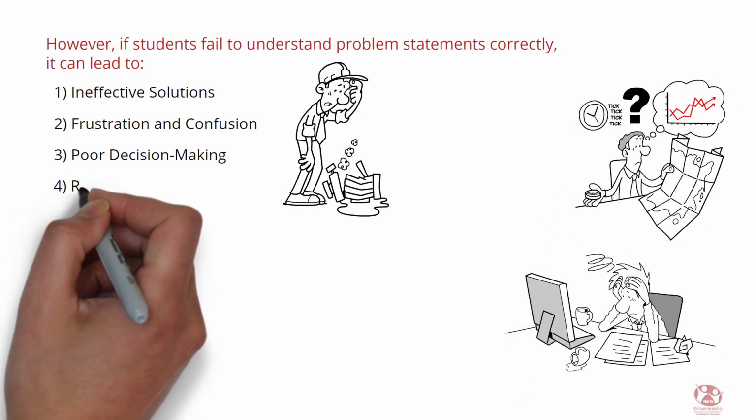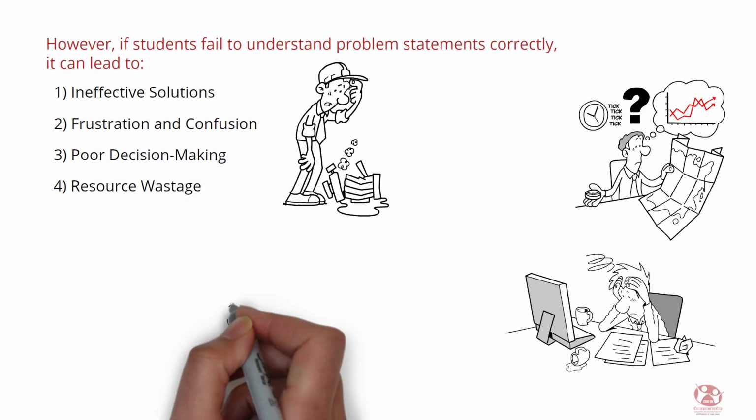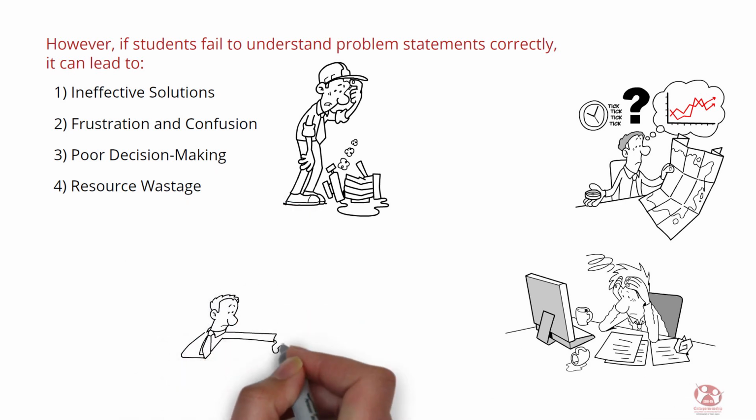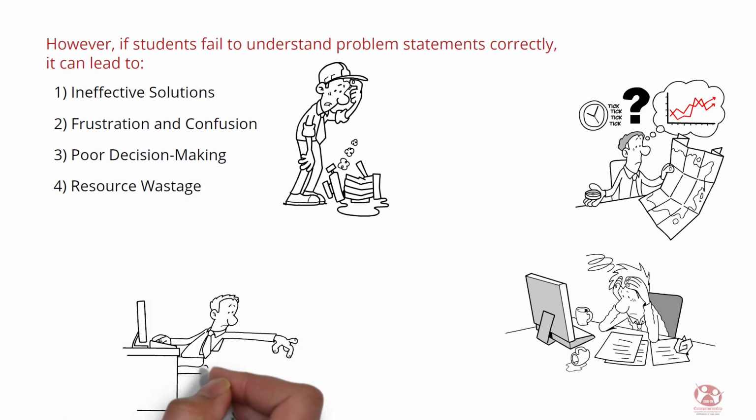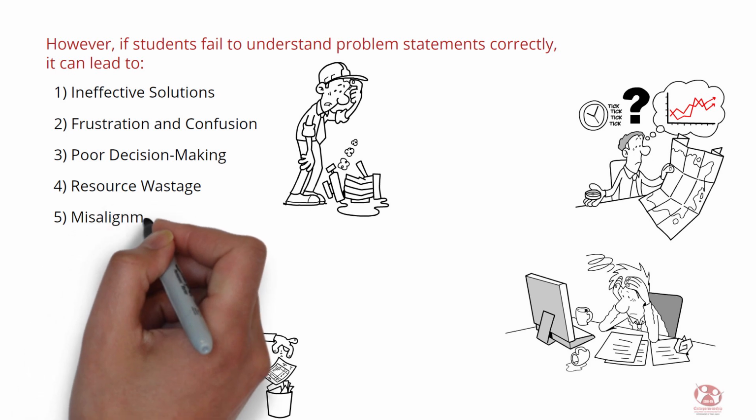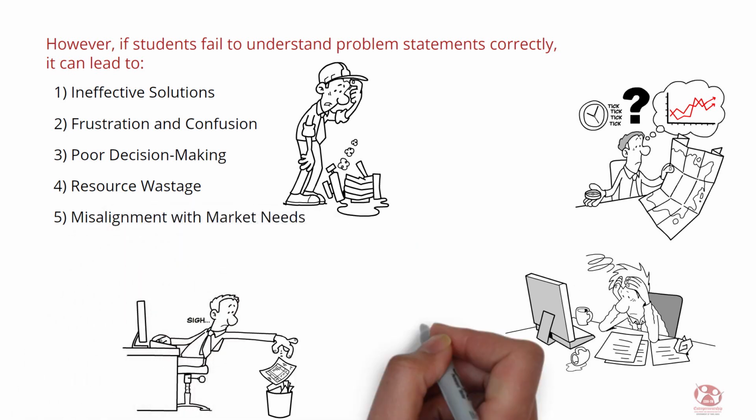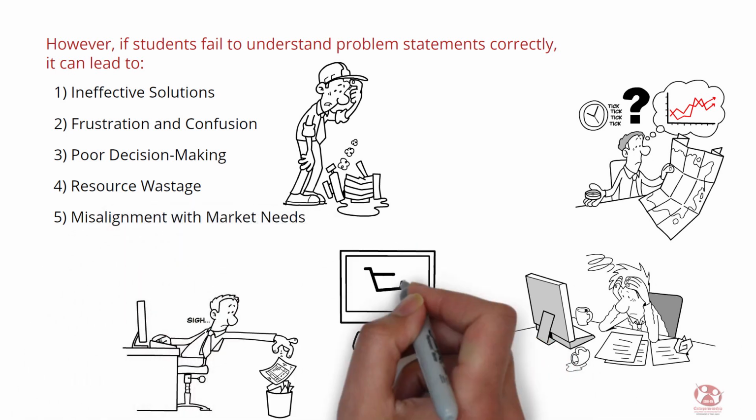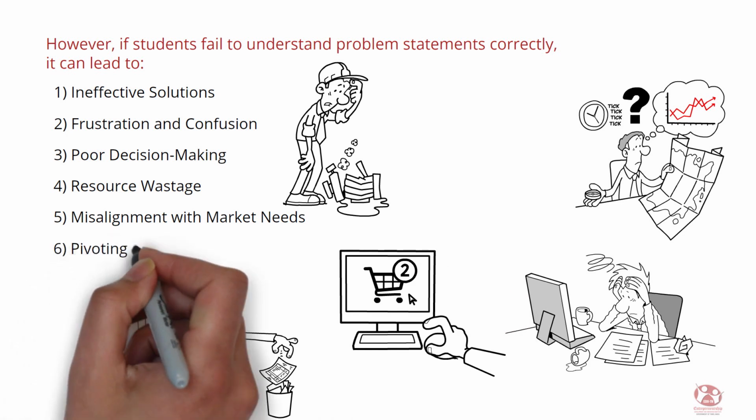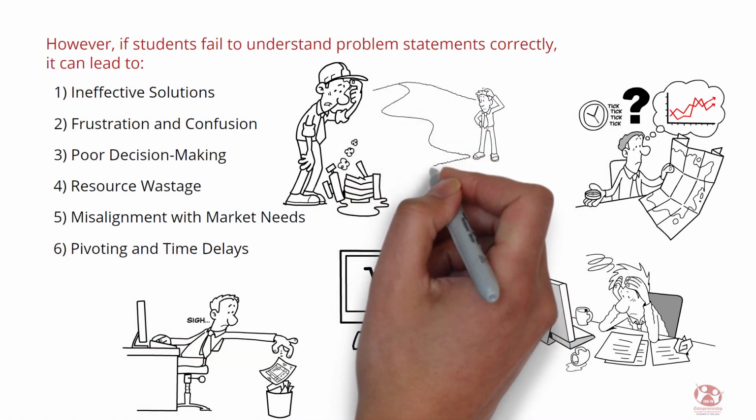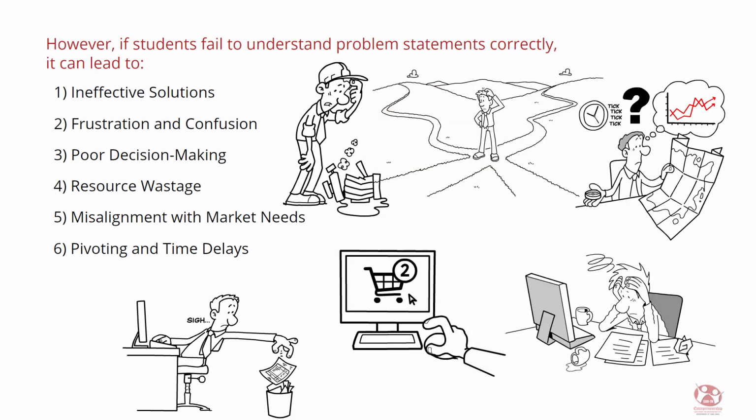Next, a lack of problem clarity can waste resources such as time, money, and manpower on efforts that don't contribute to solving the actual problem. Next, misunderstood problem statements may result in solutions that do not align with the needs of the target market. Finally, realizing a misunderstanding may require a pivot, causing delays and additional cost.